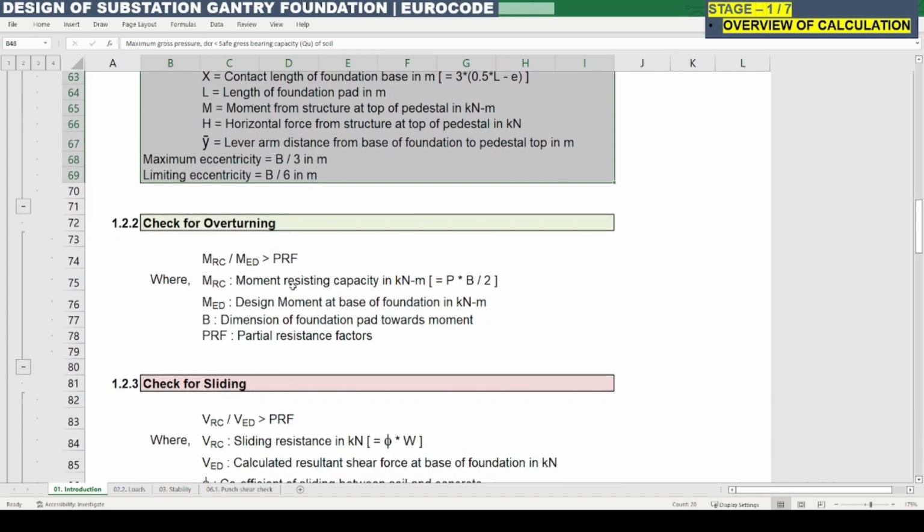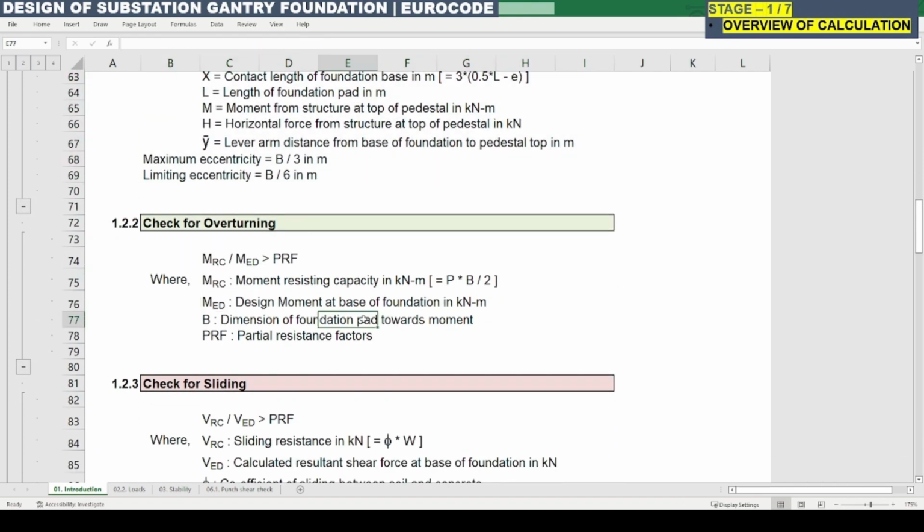Next one is check for overturning. So for the check for overturning, in simple terms we can say that resisting moment divided by the design moment, that is MRC divided by MED, should be greater than the partial resistance factor defined in European Code EN 1997.